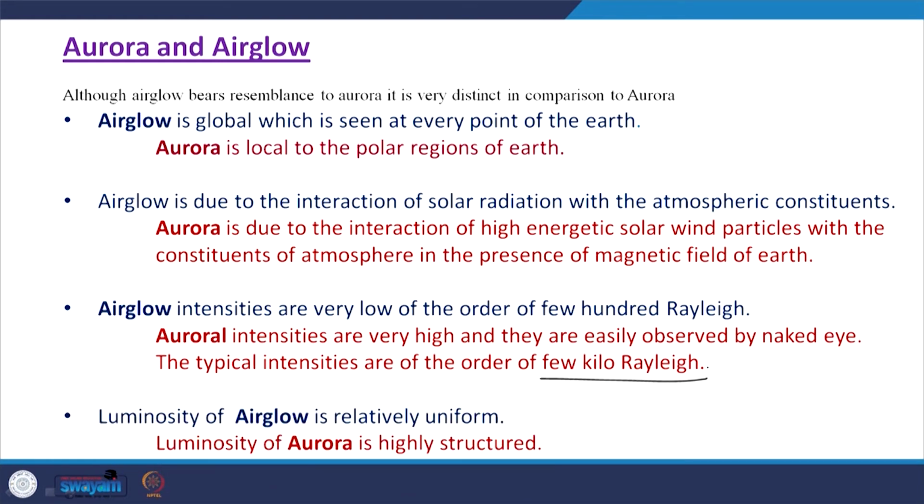The intensities are very high. And more importantly, the luminosity of airglow is relatively uniform. What I mean is, the luminosity or the intensity spread across space is relatively uniform. But the auroral intensities are highly structured. You see various different structured intensity patterns in the night sky when aurora is occurring.